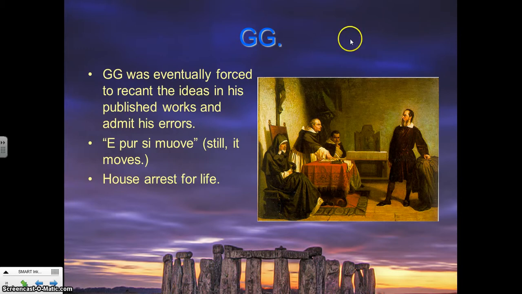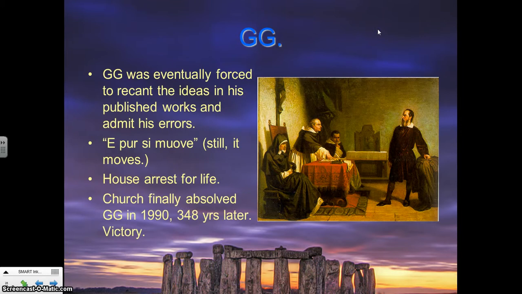He was put on house arrest for the rest of his life after that trial, which was the final trial that he had, and in 1990, 348 years later, the Catholic Church finally absolved Galileo Galilei, which means they pardoned him and said, you know what, we were wrong. So he's officially off the hook now. A victory for science, and a victory for all researchers out there, I guess, but a little late for poor Galileo.